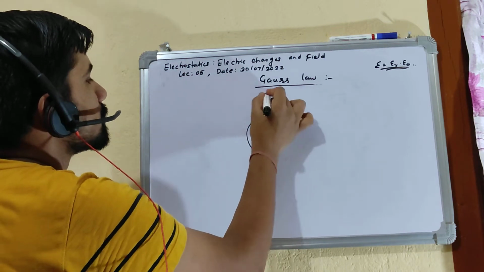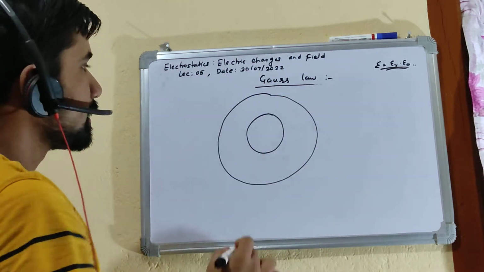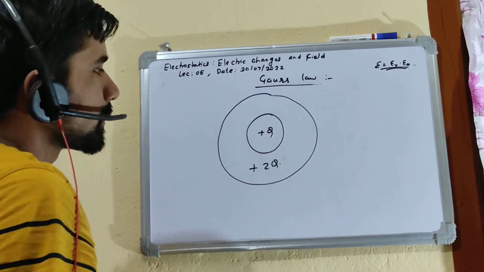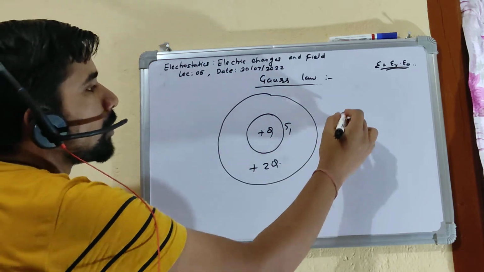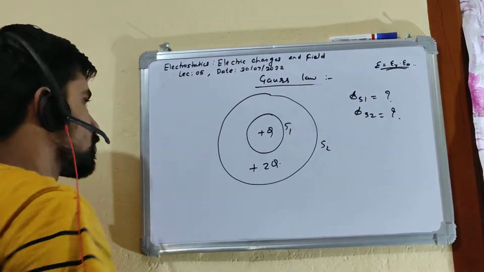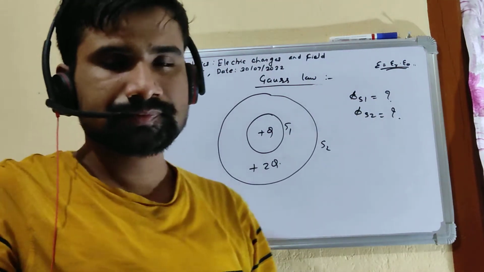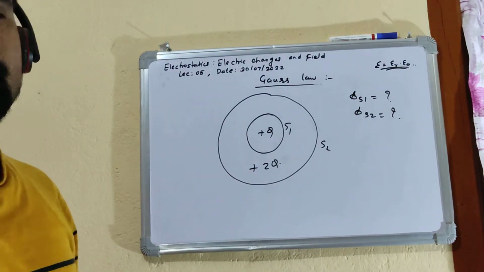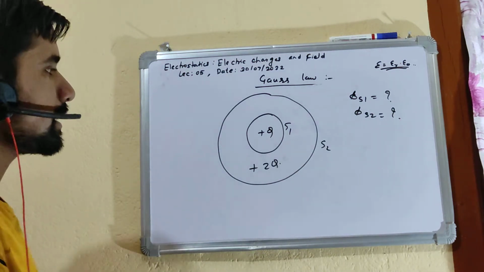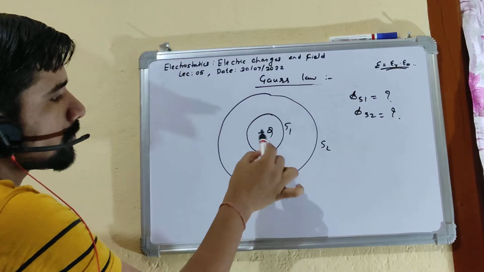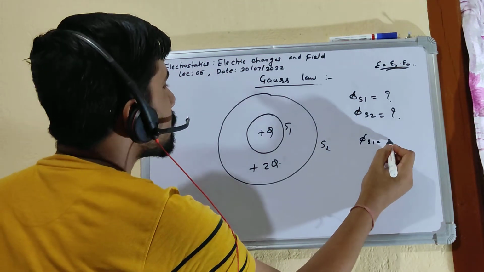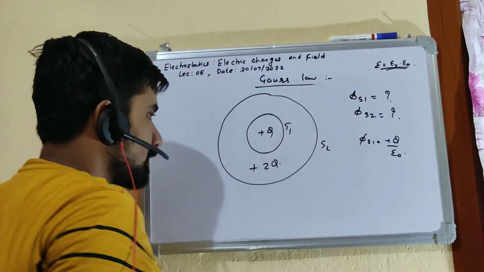So let's solve a very small problem on electric flux and Gauss law. Let's say there are two spherical shells, which enclose charge plus q here and plus 2q here, and these are S1 and S2. What is the flux through shell S1 and what is the flux through shell S2? I can simply apply Gauss law here. The net charge enclosed by S1 is only plus q, so the net flux through S1 is plus q by epsilon naught.